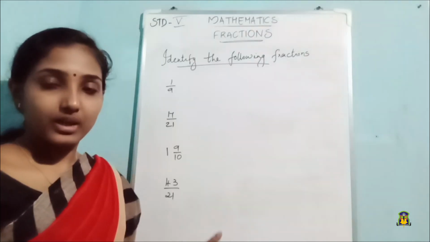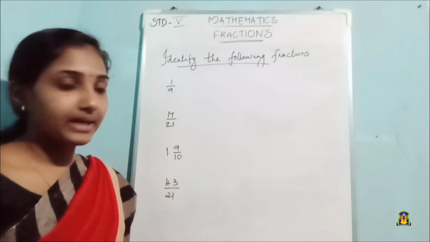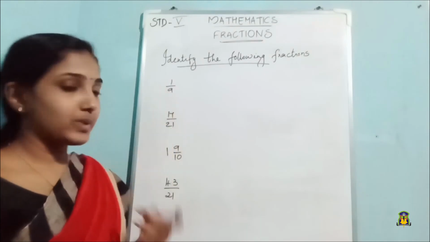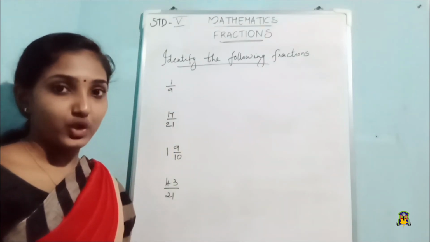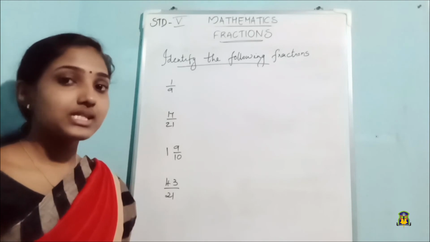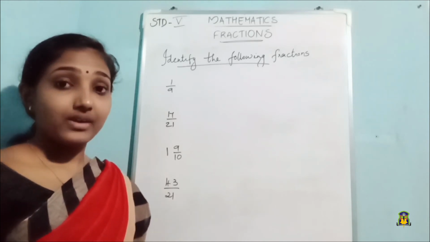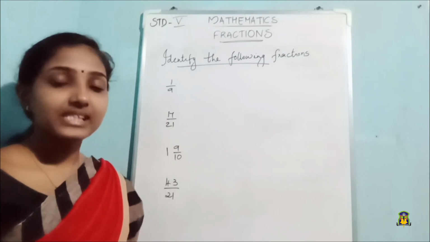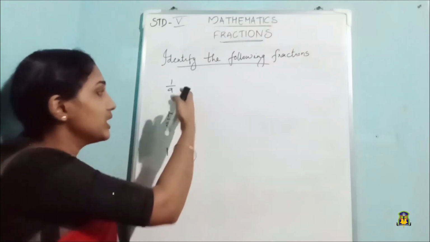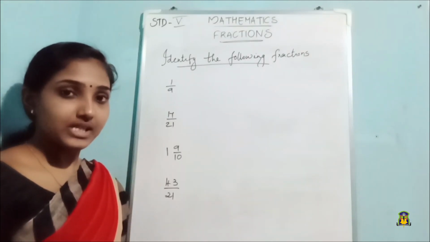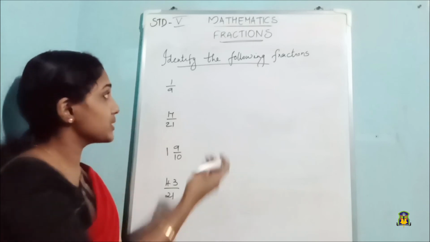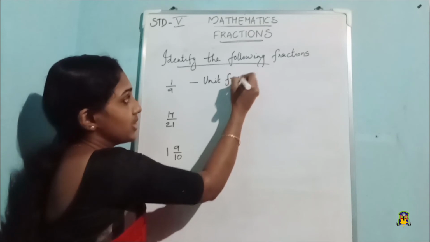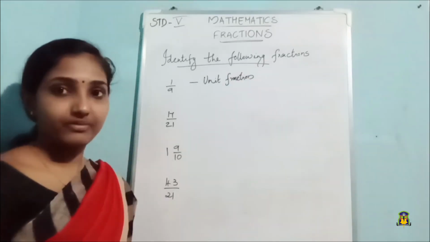Okay, now here we are given some fractions and we have to identify which fractions these are. The first one is 1 by 9. The numerator is 1 and the denominator is 9. A fraction with 1 as the numerator is called which fraction? It is a unit fraction, right? So, 1 by 9 is a unit fraction.